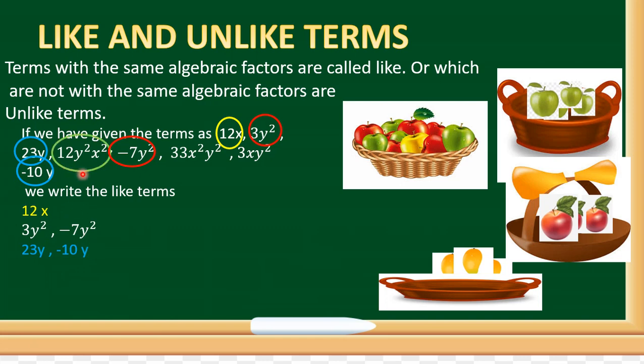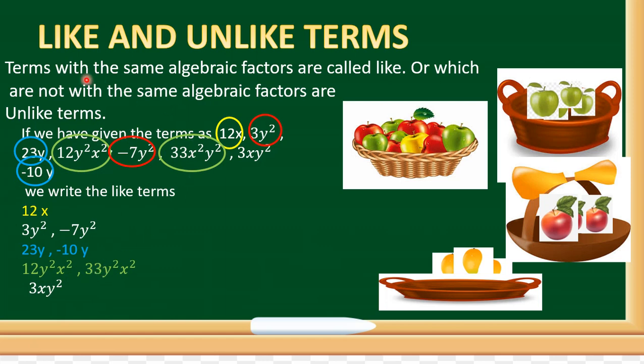Similarly, if we search for 12y square x square, this is the one term containing y square x square. Now search, is there any term containing x square y square? Yes, it is 33x square. So these two terms are the like terms. And the next term 3xy square, here is no term which has the xy square. So this is the unlike term from 12y square x square. So in this way we can separate the terms as like and unlike.